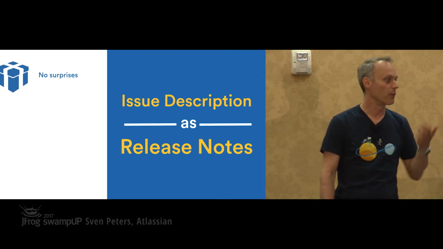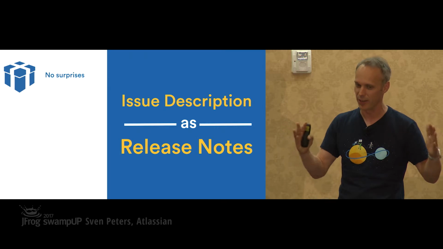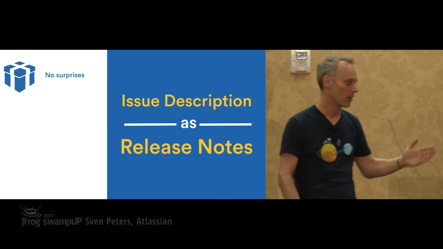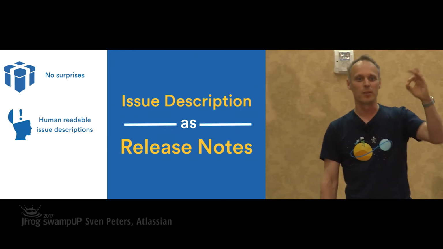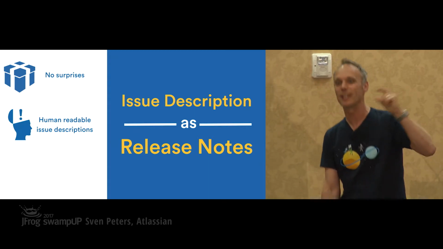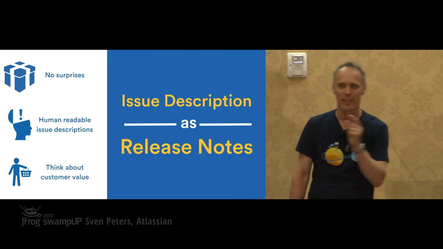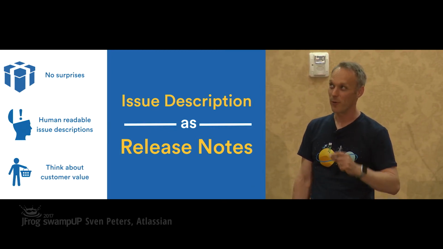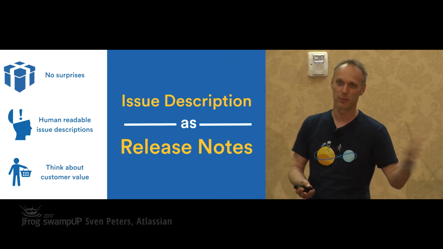First, of course, you have no surprises. You know this is really in the release because it's really from the commit messages. So you really know it is in the release. And then people write human readable issue descriptions because they know the customer will read that. So I better write some good stuff here. And then you also think more about the customer value. When the customer reads that, what does that mean for them? What did we do here with this issue?